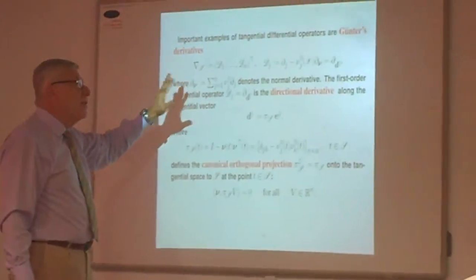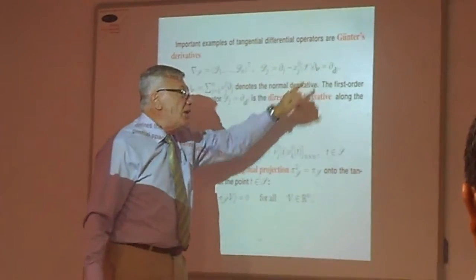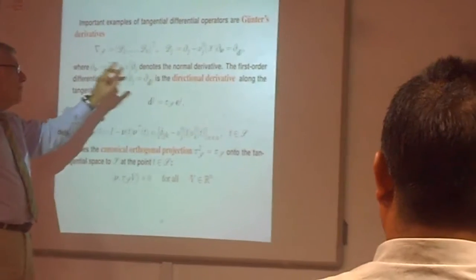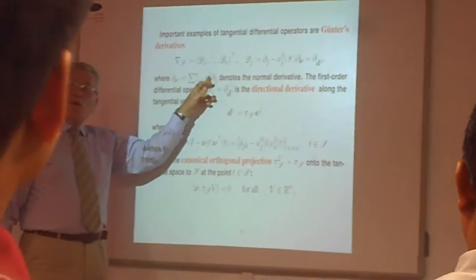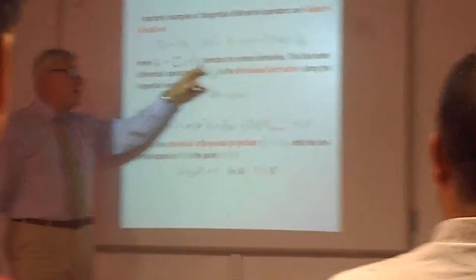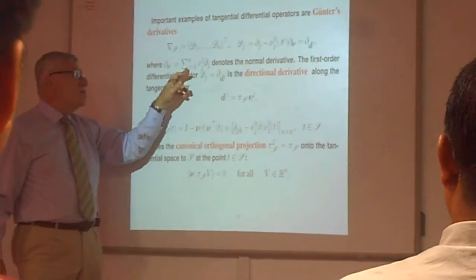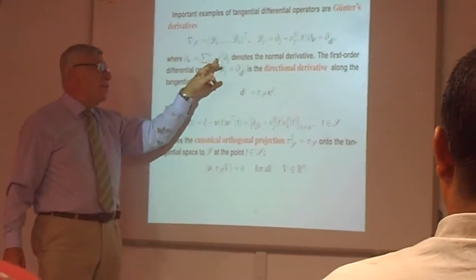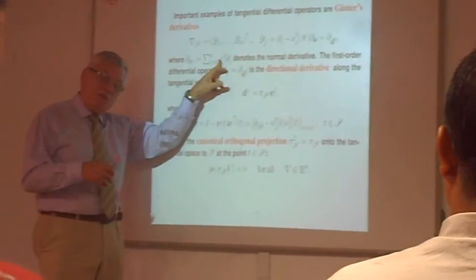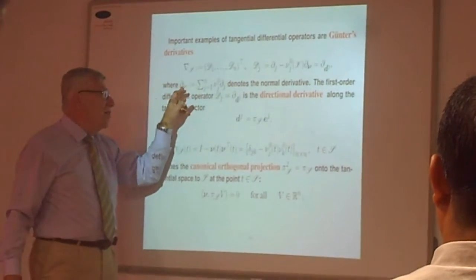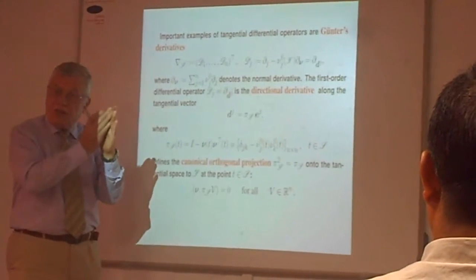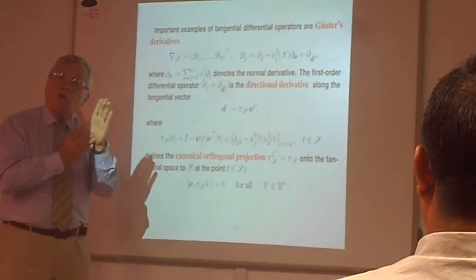So Günter's derivative is defined very simply. You take the normal vector field and define the normal derivative. You take the components of your normal vector field, you take the partial derivatives, and this defines the normal derivative. You take the partial derivative multiplied by the corresponding component of the normal vector, take the sum. This is the normal derivative. That means the derivative is in the normal direction. It is coming out of the surface.